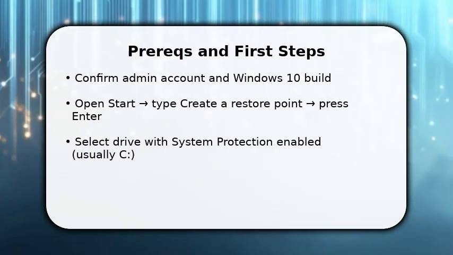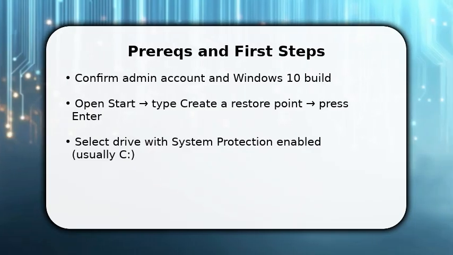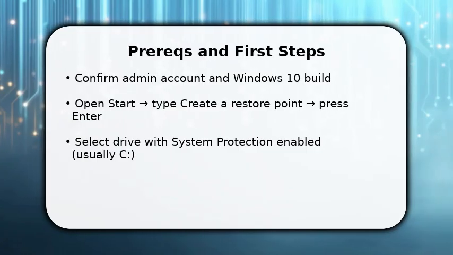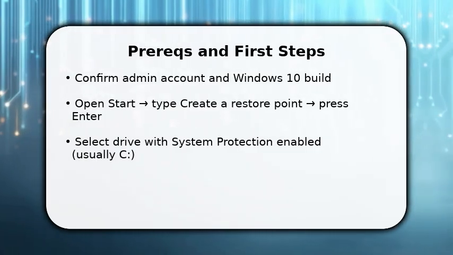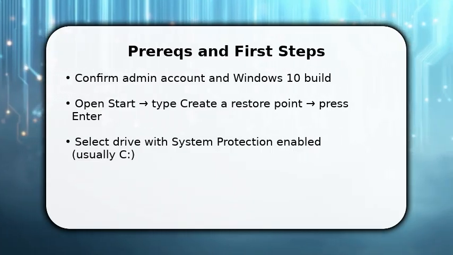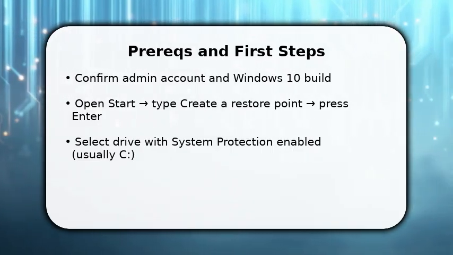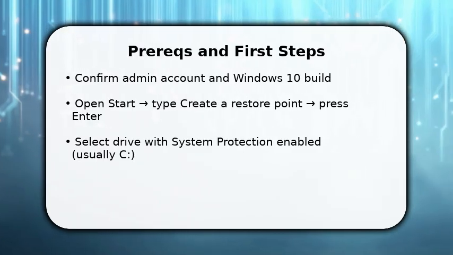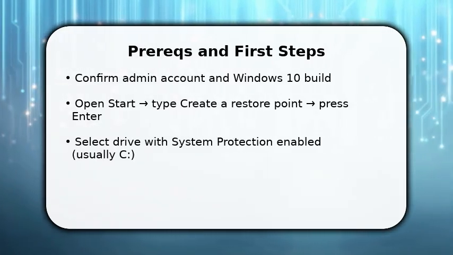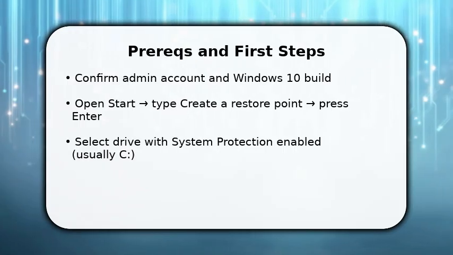You need an administrator account and system protection enabled on the drive you'll use. Once ready, open Start and type Create a Restore Point, then press Enter to open System Properties. Make sure the target drive shows protection on. If it's off, click Configure and turn on System Protection, allocating a reasonable max usage percent so points aren't deleted immediately. Now click Create to make a fresh restore point.